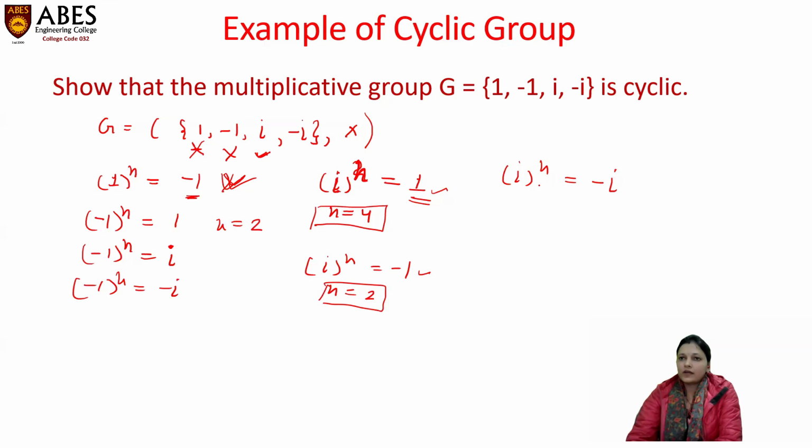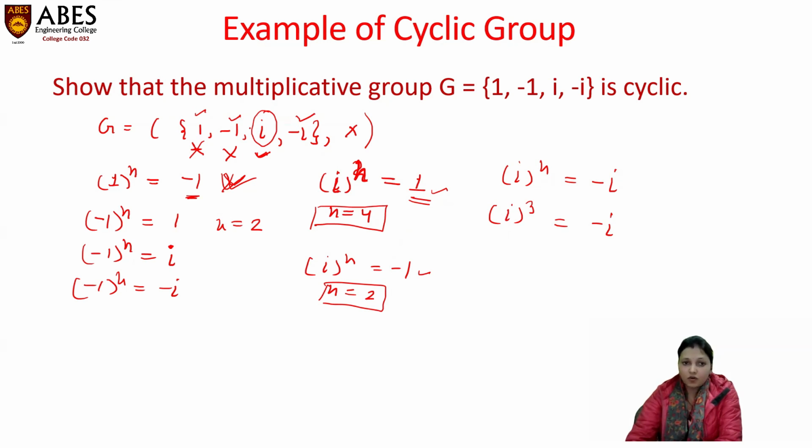Yes, we know that i square is -1. And if we take n as 3, we will get -i. So I am generating, here is the i element. From i I am generating 1, -1 and -i. So from i I can generate the remaining elements of the set.